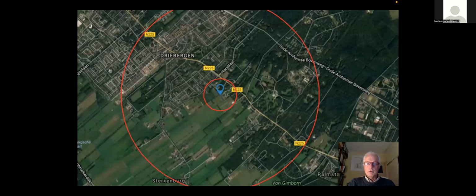Here I've drawn 2 circles around my apiary. One 250-meter circle for the early spring flights, and another one of 1,500 meters for the summer flights. Of course, honeybees can fly a lot further than 1,500 meters, but that's for perfect weather only. And usually in Holland, the weather is not perfect, even not in the summertime.